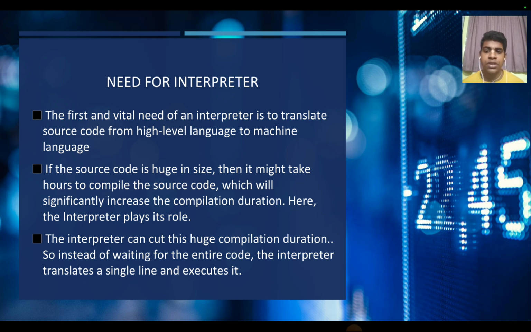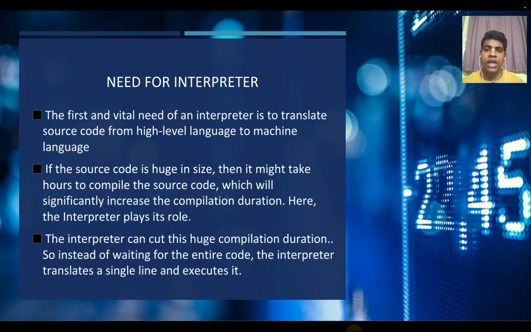But the interpreter plays its role here. What role does it play? The interpreter can cut this huge compilation duration. So instead of waiting for the entire code, the interpreter translates a single line and executes it. Now this is because the interpreter goes through the code or executes the code line by line, which is not done by the compiler. So this is an advantage of using the interpreter.